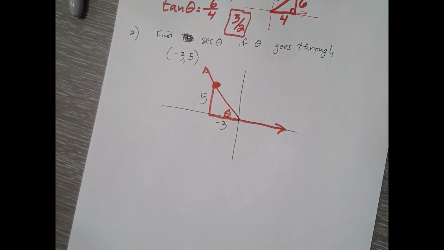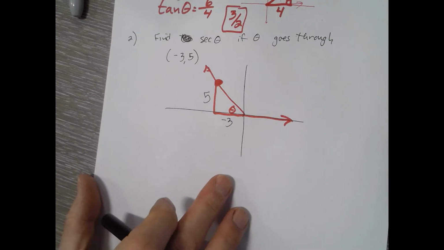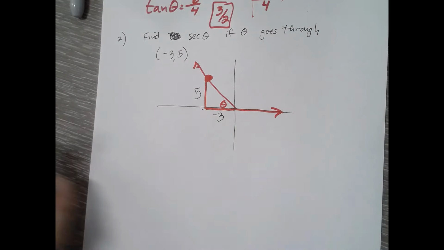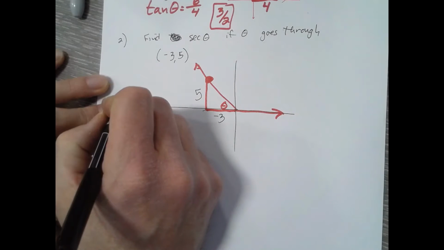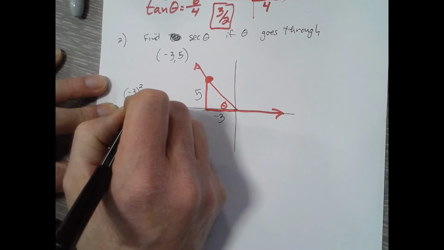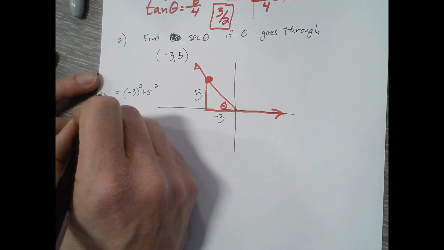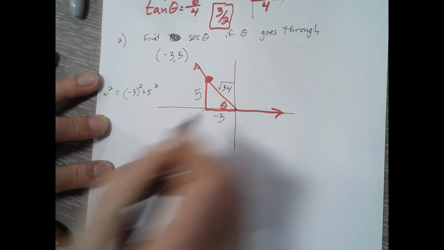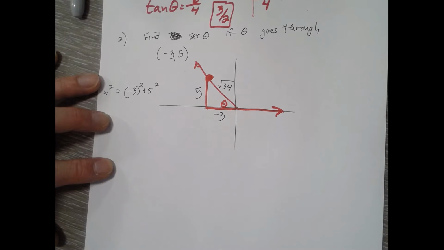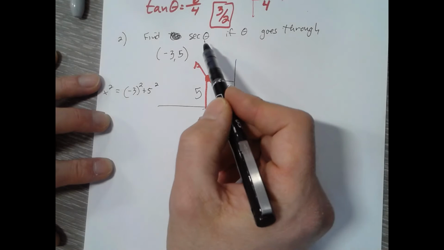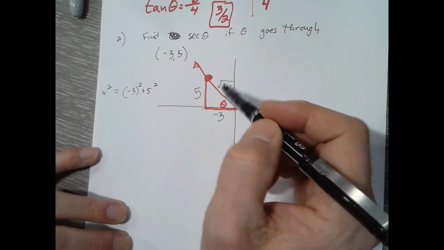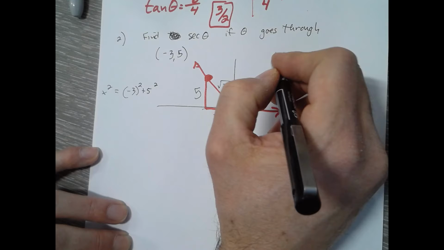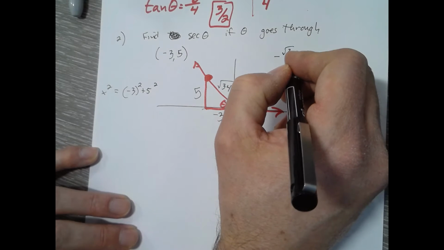Remember, normally we wouldn't say negative distance, but since we're going to the left, it's negative. Since we're going up, it's positive, which makes the hypotenuse 25 plus 9, 34, so square root of 34. Alright, so we're now ready to figure out what the secant of theta is. So secant is the reciprocal of cosine. Cosine is adjacent over hypotenuse, so the secant would be hypotenuse over adjacent. So it would be negative square root of 34 over 3.